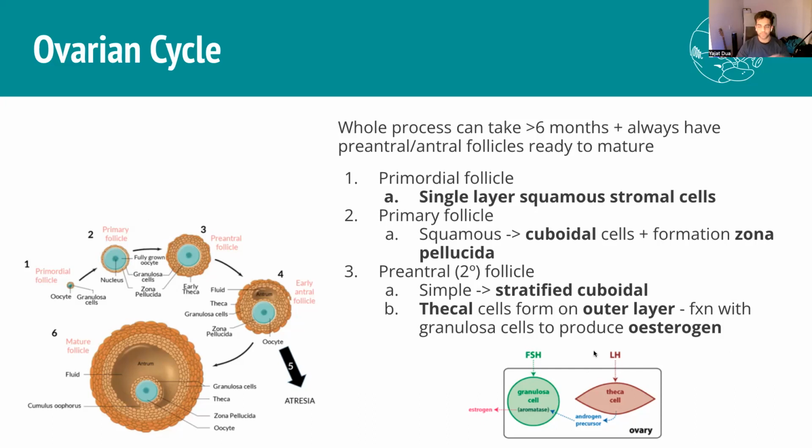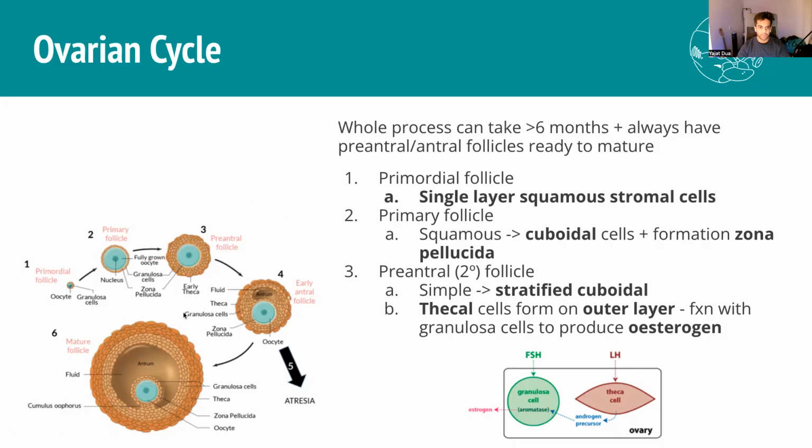How do they work together? From the anterior pituitary, you have LH and FSH coming down. These are your gonadotropins. LH acts on the thecal cells, and FSH acts on the granulosa cells. When LH acts on the thecal cells, it produces androgens. These androgens then go from the thecal cells to the granulosa cells, where with FSH, they are turned into estrogen through aromatase. Cool. So that's just this diagram.